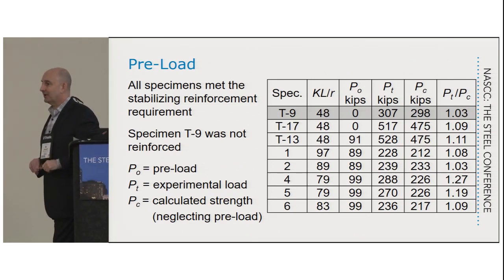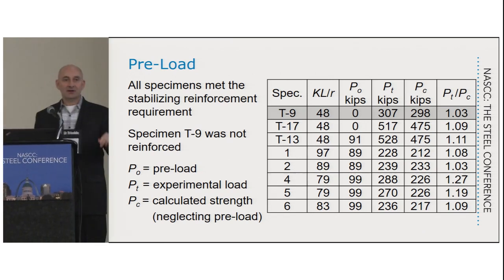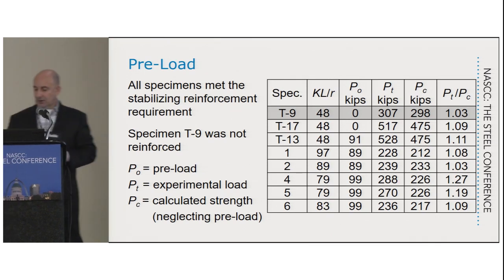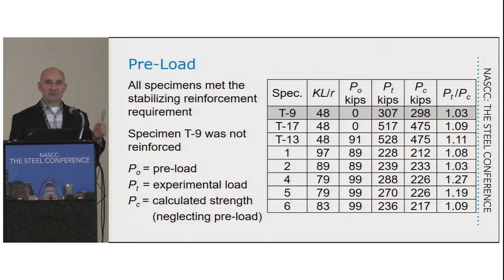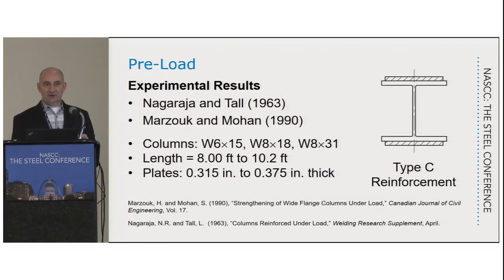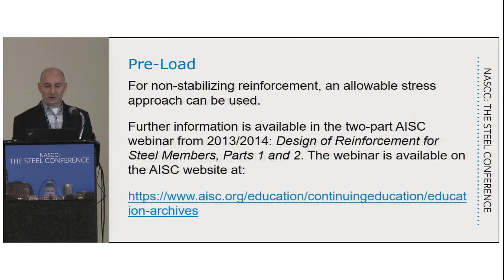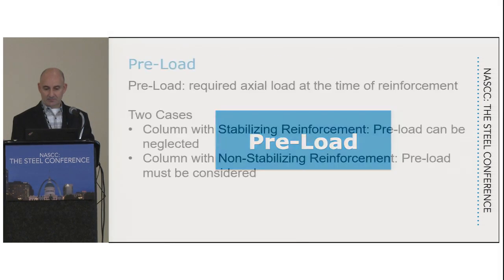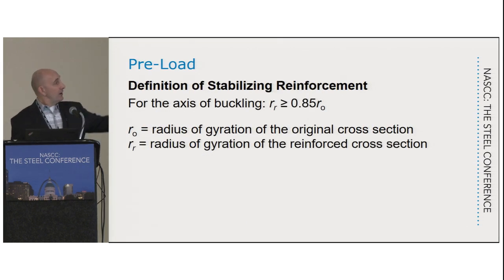Any more online? Are there any questions that we can take out here? You had a stabilizing force ratio, r_R over r_O, I think it's greater than or equal to, again, what was that ratio to determine whether it was stabilizing? Okay, r_R has to be greater than or equal to 85% of r_O, where r_R is the reinforced cross-section properties, the radius of gyration, and r_O is the original cross-section properties. Here it is. The question was about the exact nature of that equation.